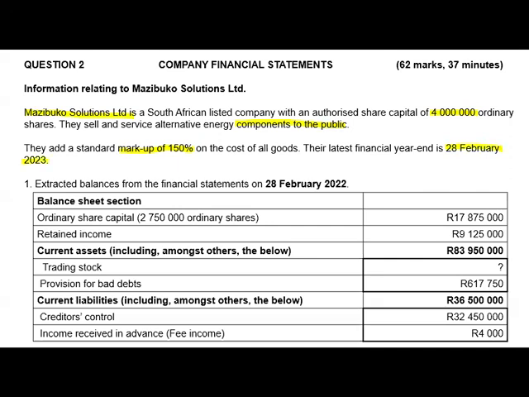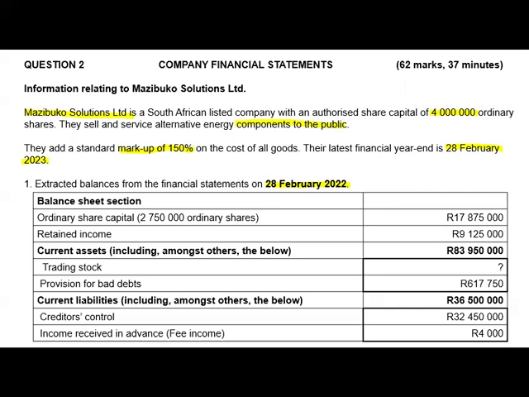It means that the beginning of the financial year will be the 1st of March 2022. And then they gave us the extracted balances from the financial statements on the 28th of February 2022. Note that the 28th of February 2022 is the end of the previous financial year. Ultimately, it is the beginning of the current financial year.